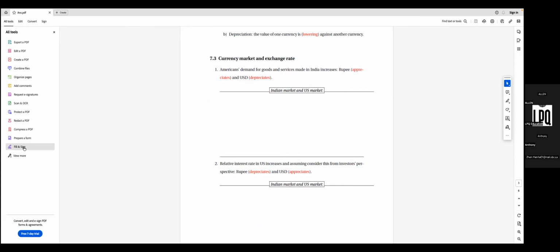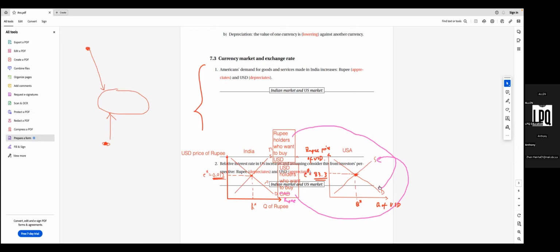Actually super easy, right? Just by shifting your supply curve and demand curve in your currency market, then you can understand why sometimes your currency can be appreciated while your currency can be depreciated.